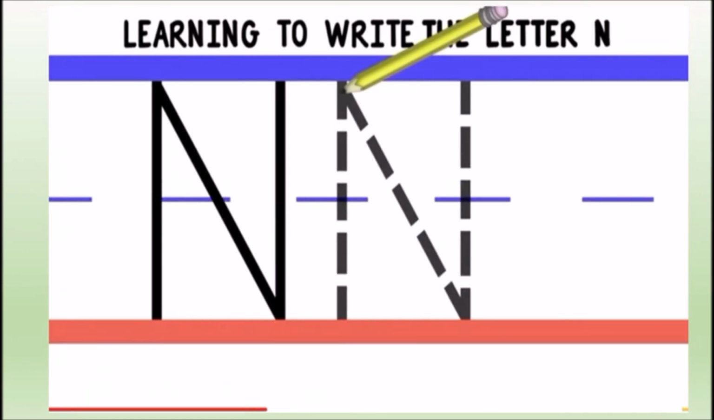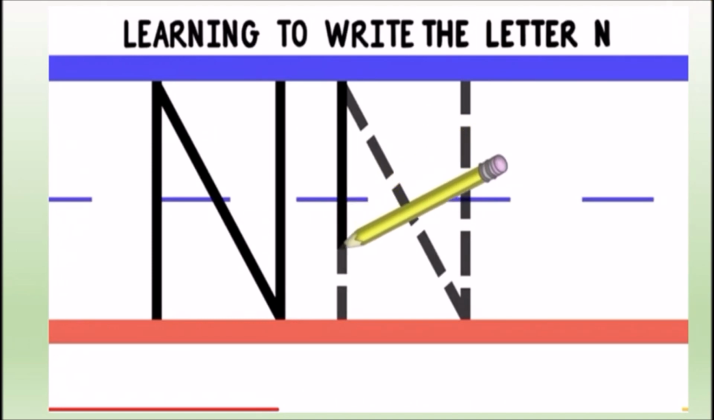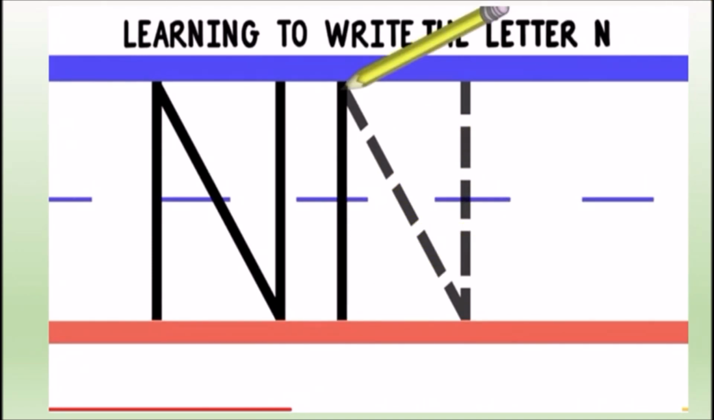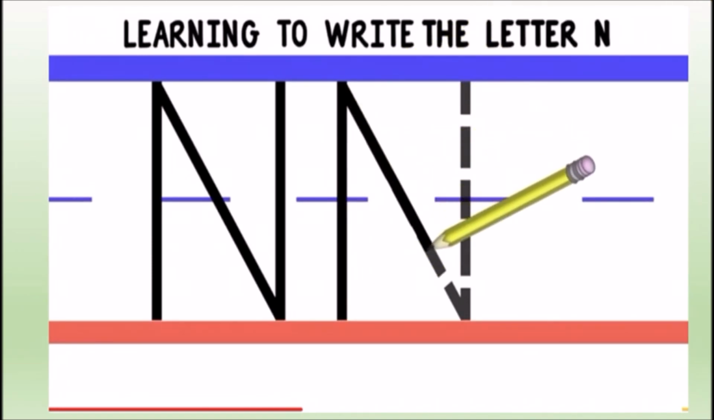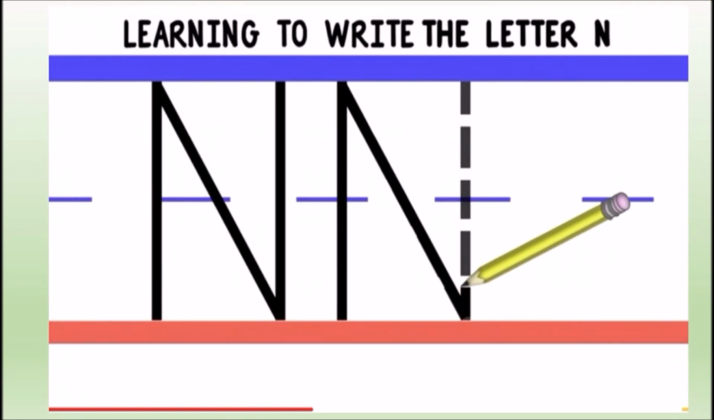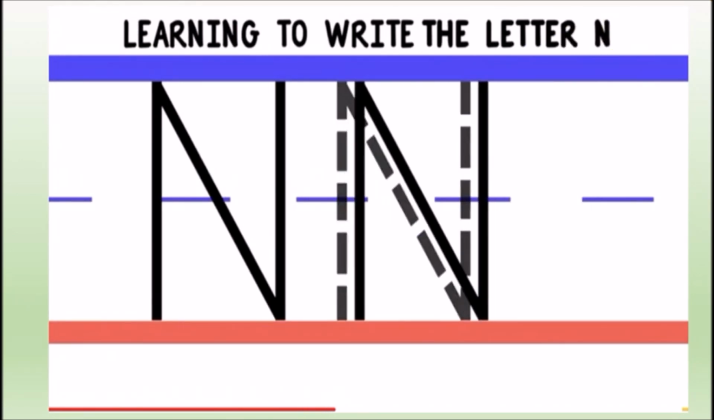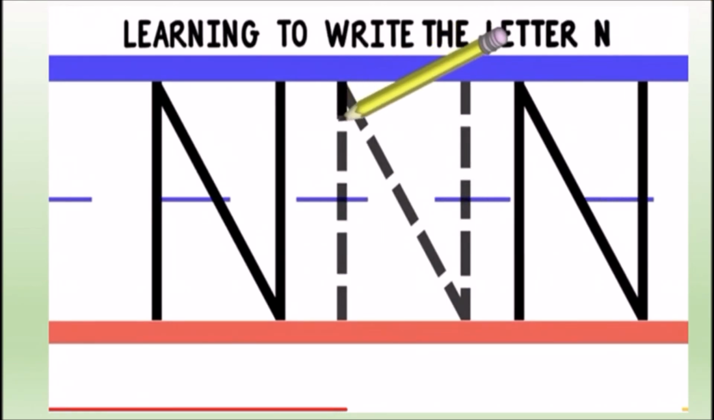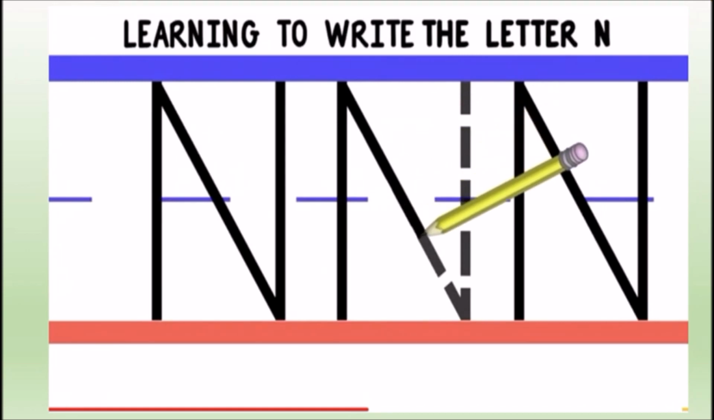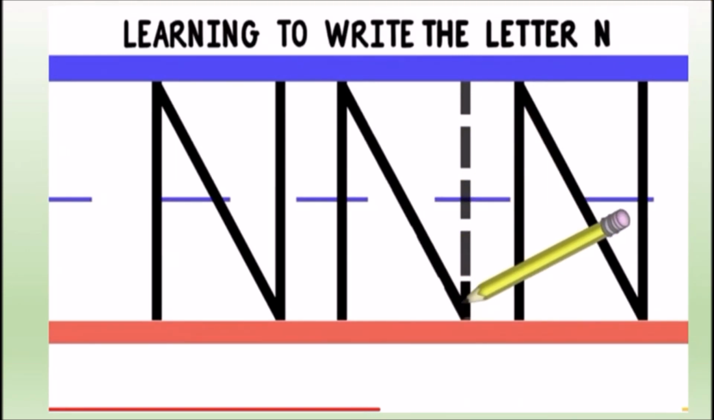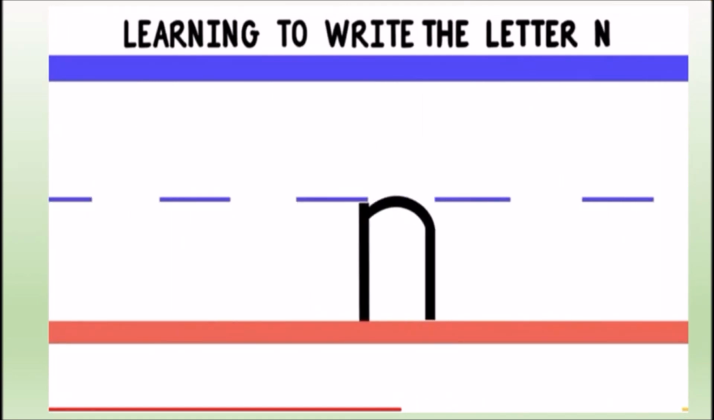We'll start at the top and do a straight line down. Then go back to the top and do a diagonal line down. Then do a straight line up. Good job! Now you try. Good work! Now let's move on to lowercase or little n.